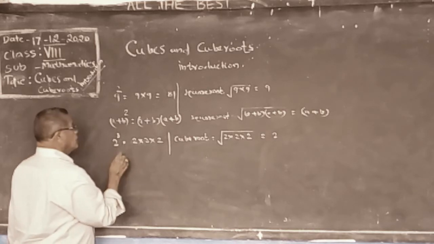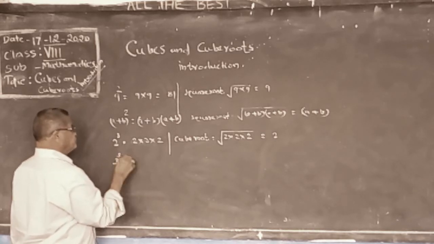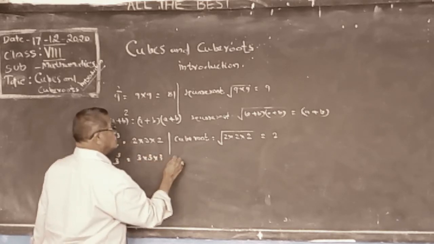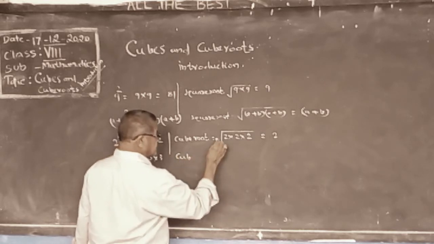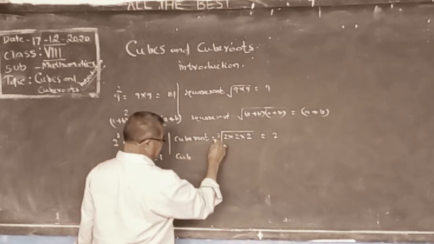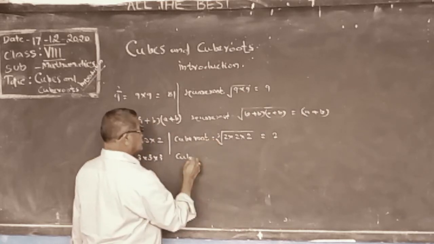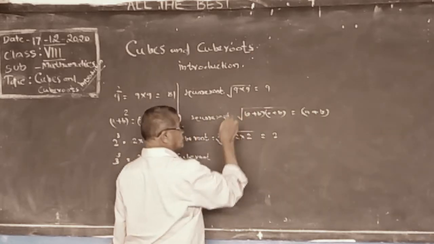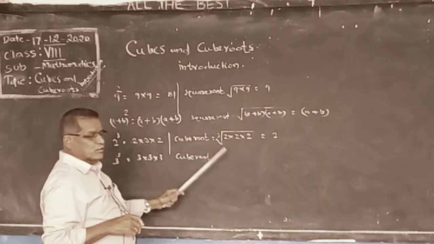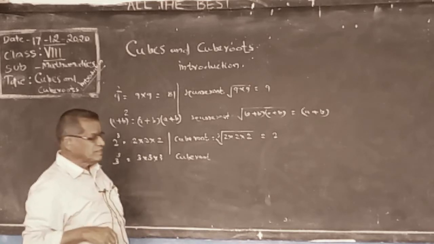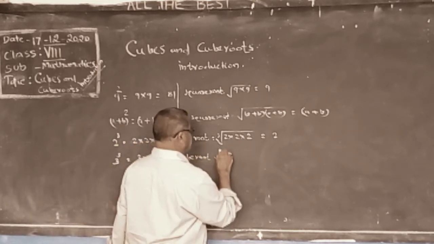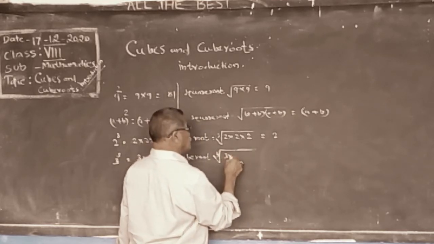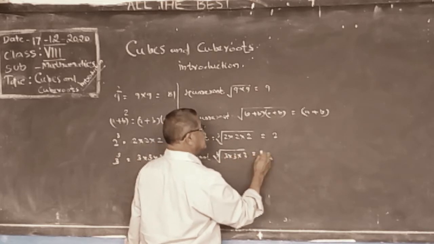Similarly, 3 cube, 3 into 3 into 3, that is 27. The cube root is written with 3 in the middle of the root sign. Only in the square root we do not write 2. For the cube root, 4th root, 5th root, 6th root, you write the number in the middle. For the cube root, write 3 in the middle. In this, the cube root of 3 into 3 into 3, for every 3 numbers, we have to take 1.